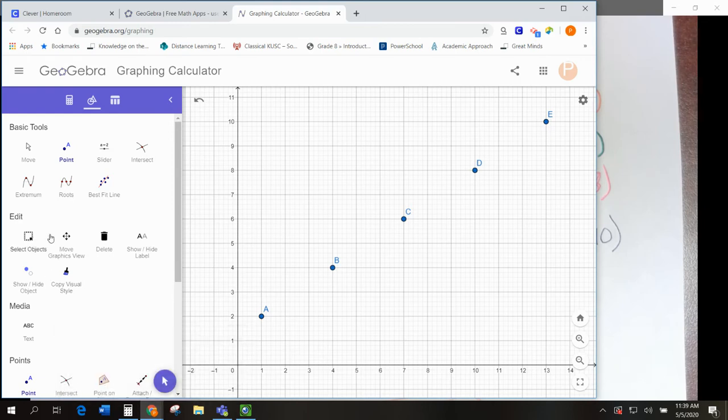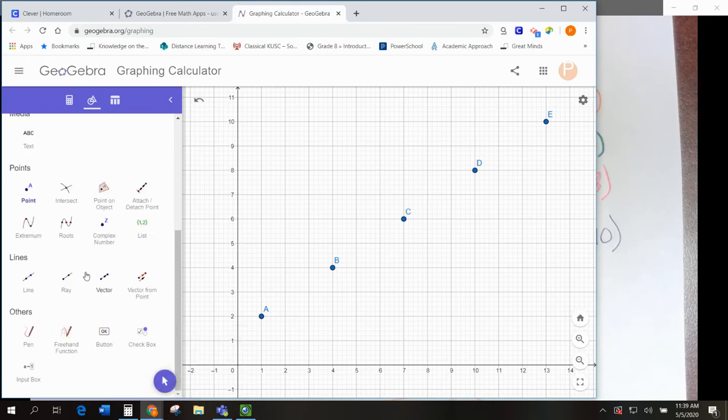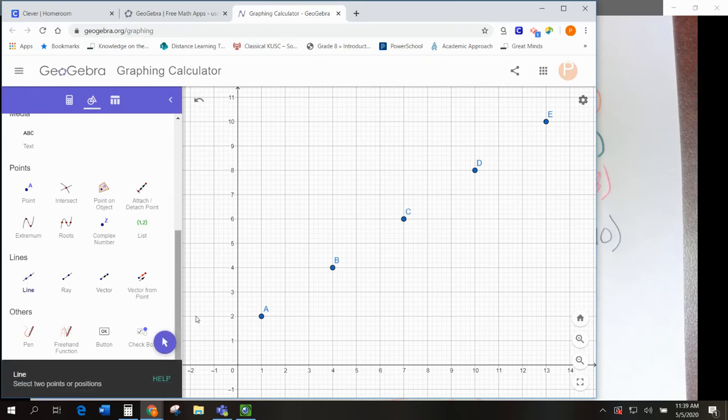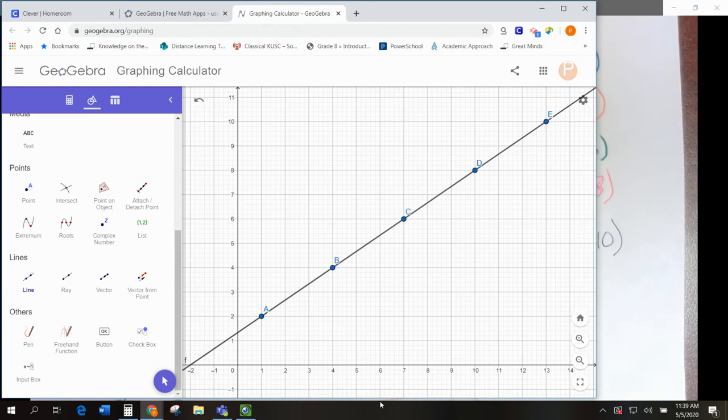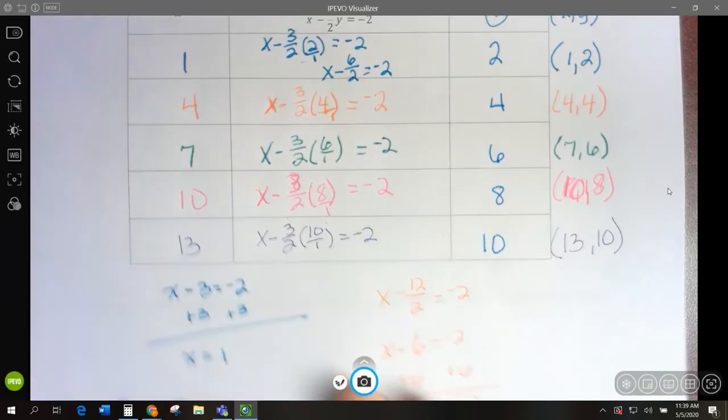In fact, if I wanted to, you don't have to do this, but if you wanted to, we could do a line going from here to here. And we can see it creates a straight line because it is a linear equation. Okay, let's go on to number 2.